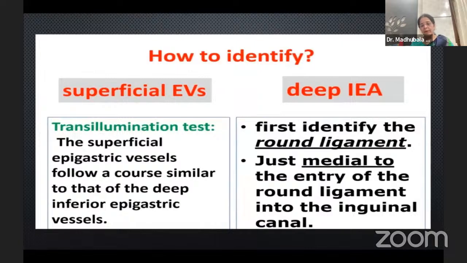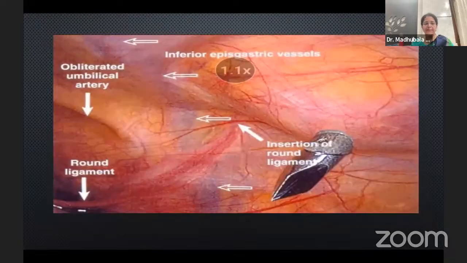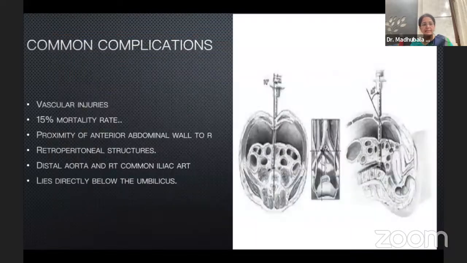So we have to avoid medially and then go laterally to the round ligament so that we don't injure this important vessel. Of course, superficial vessels are avoided by the transillumination test. Here we can see the insertion of the round ligament and the blue colored inferior epigastric vessels, and the trocar is placed very much lateral to the round ligament, avoiding the inferior epigastric artery. This should be the port placement when you're looking at the inferior epigastric artery.